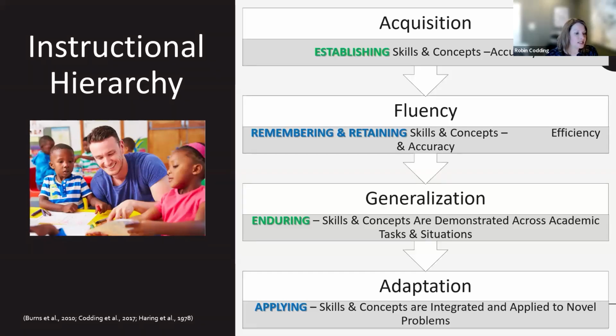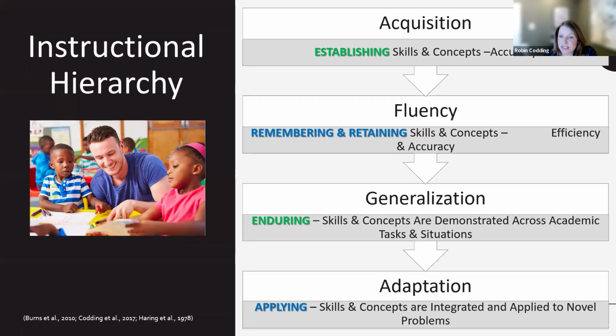So the instructional hierarchy is a heuristic that allows us to match our instructional strategies and be flexible with our assistance and move that assistance with students. So the idea here is that we need to assess and learn whether or not a student displays accuracy. If they have poor accuracy in a skill, which is what we can get out of that CBM tool, they are working on establishing that skill or concept. And so we want to use strategies that are going to help them with acquisition of the skill. The next step is to look at fluency with the skill, that is efficiency and accuracy. So we might think about that as remembering and retaining those skills and concepts.